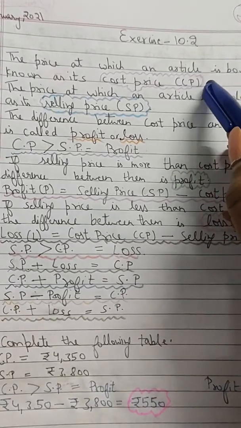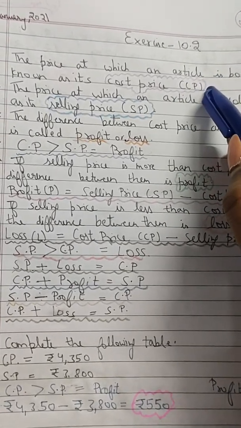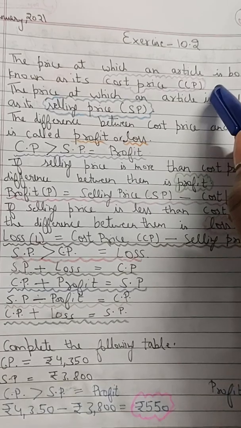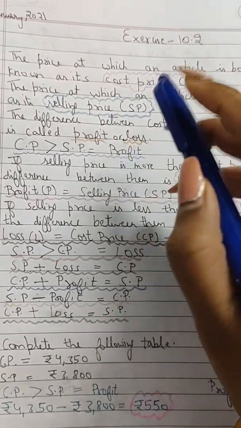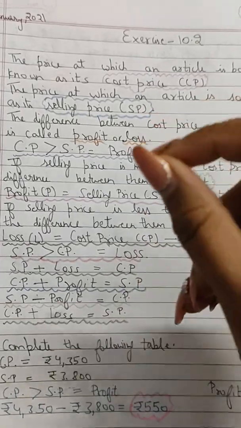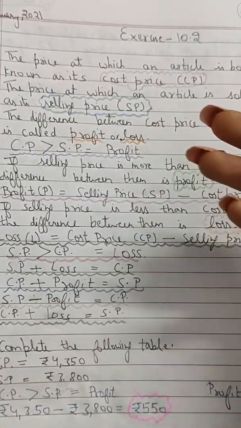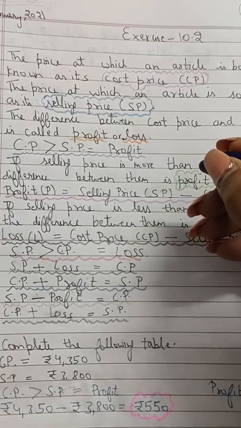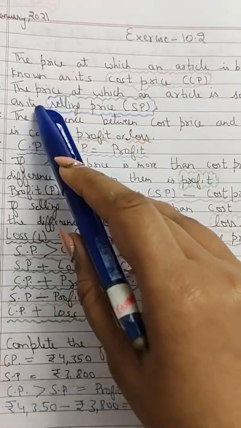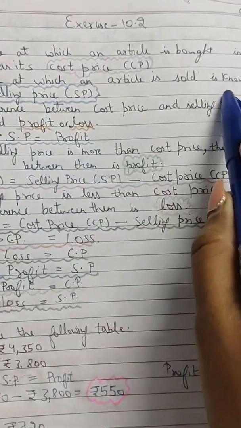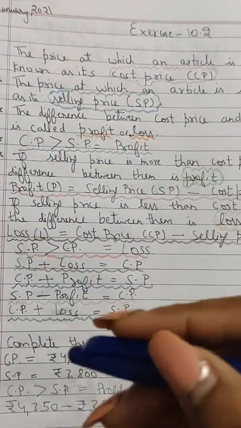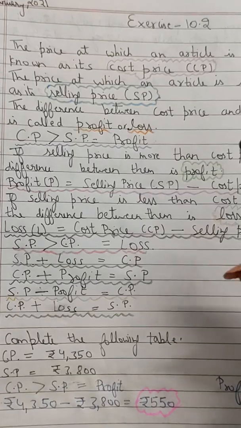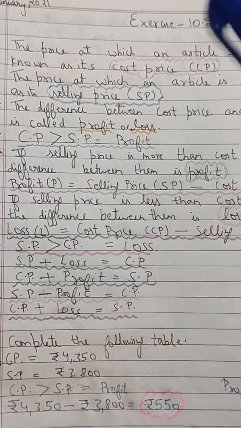Suppose a chocolate is bought from the factory at rupees 4. So that is the cost price of the chocolate as it is bought by the shopkeeper from the factory. Now he is selling that same chocolate to the customer at rupees 5. So that is selling price. The price at which an article is sold is known as its selling price. The same article is sold to the customer, we call it selling price.